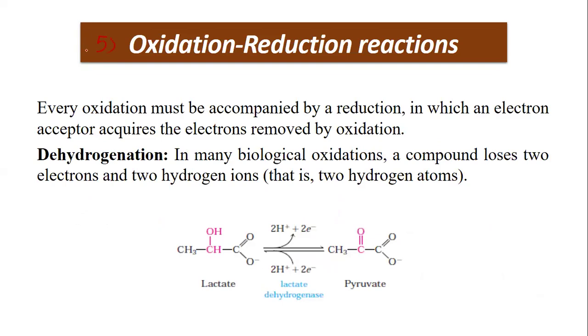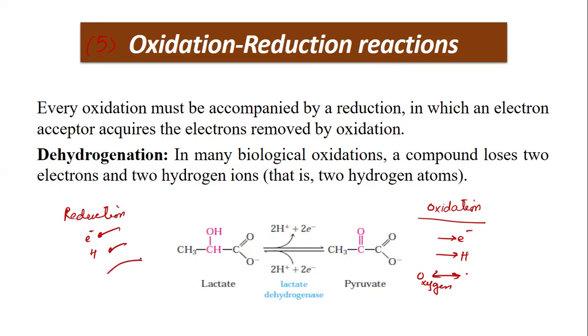The final type of reactions is oxidation reduction reaction, and please keep this thing clear in your mind that these two reaction types are coupled. Oxidation is any reaction where electrons are being released, where hydrogen is being released, or where oxygen is being added. Similarly, reduction is any process where electrons are being added, hydrogens are being added, or oxygen is being removed.